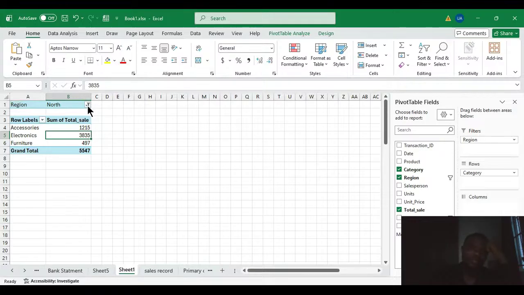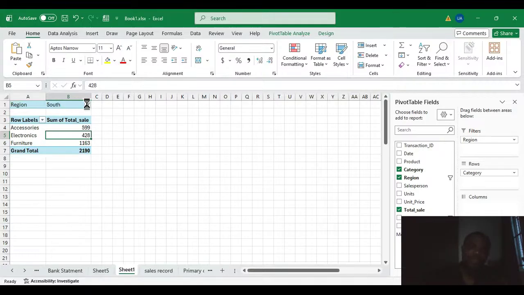Let's go to the south and see what products they buy more. Okay, so in the south, you see people buy more furnitures. So when we are advising these people, we advise them that furniture sells more in the south region, while electronics sells more in the north region.